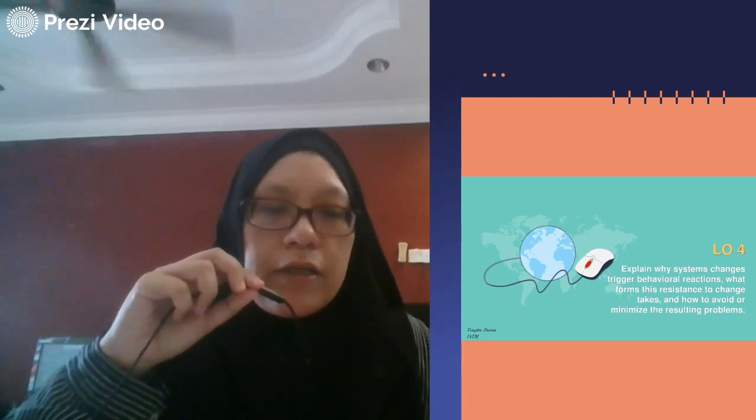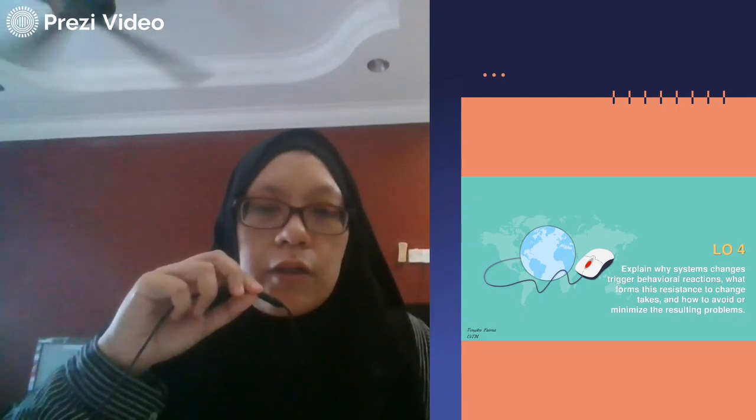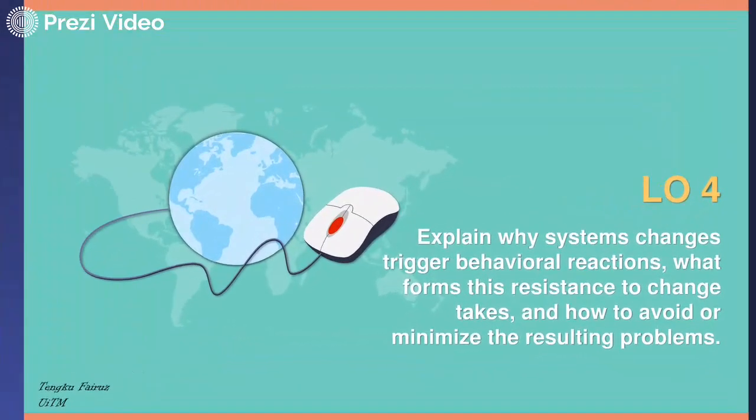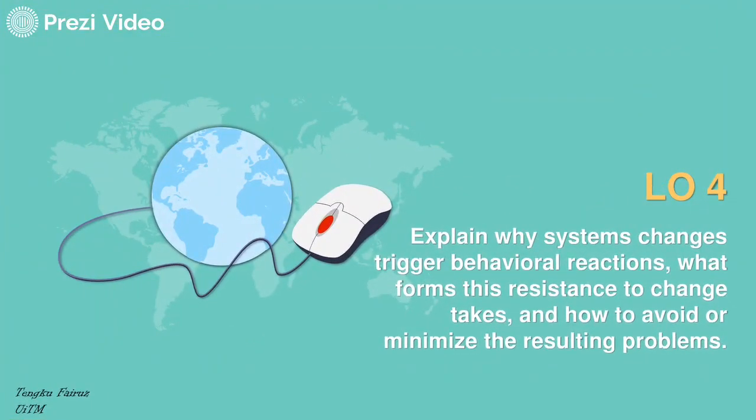Okay, we proceed to learning outcome number 4. In this learning outcome, we're going to discuss why system changes trigger behavioral reactions, what forms this resistance to change takes, and how to avoid or minimize the resulting problems.